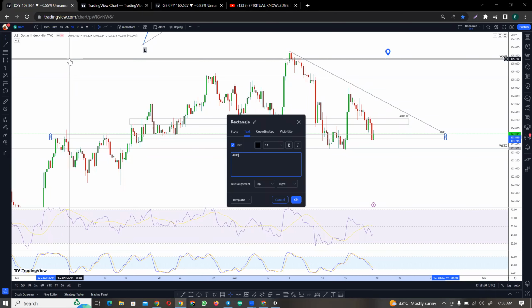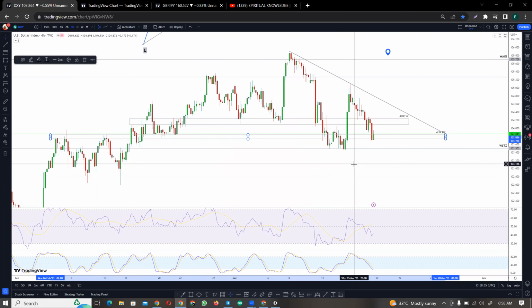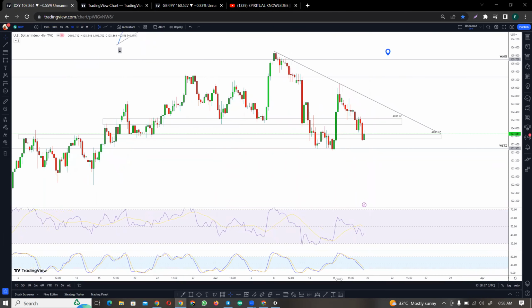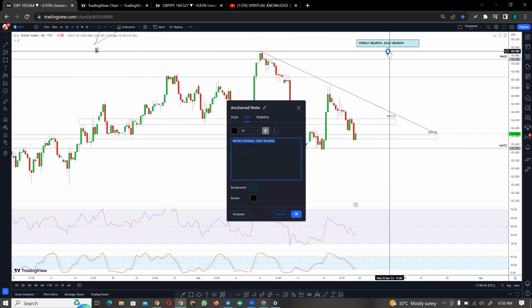It's acting as a demand zone now. Nothing much to do. What you are just saying is that 4 hour is bearish. So weekly, daily, and 4 hour is what you use for your directional bias, knowing where market wants to go. So we have seen that DXY is totally bearish.